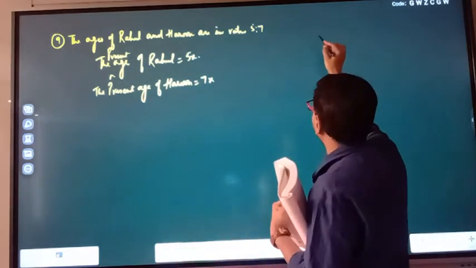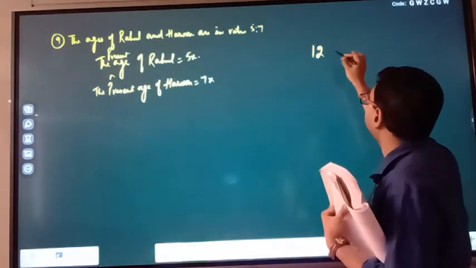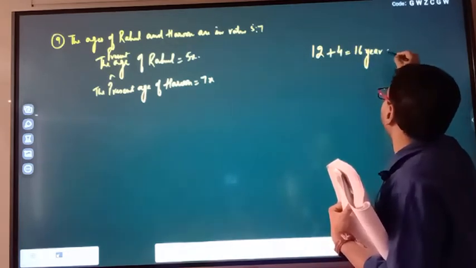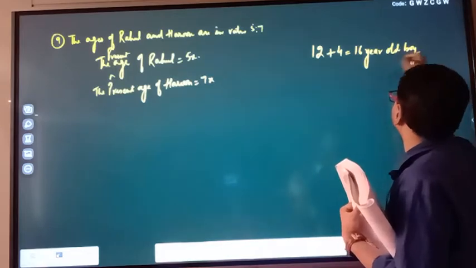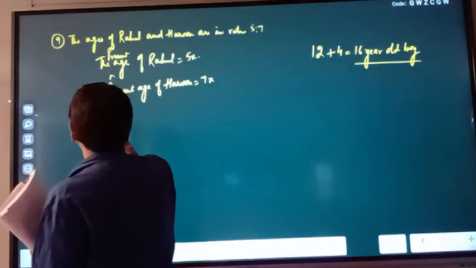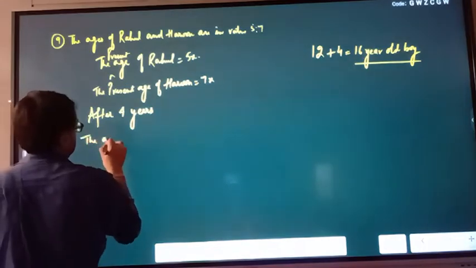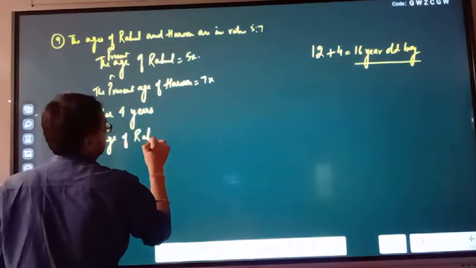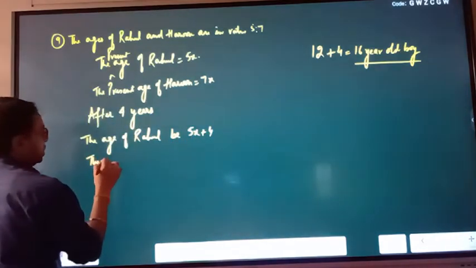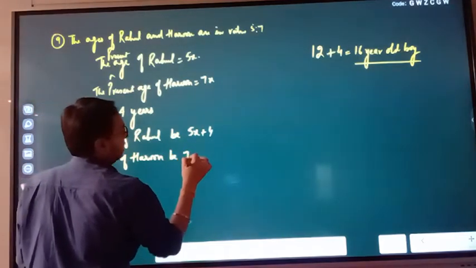Understand 4 years later. For example, right now, if you are 12 years old, after 4 years, what will be your age? Definitely this 4 will be added and you will become a 16-year-old boy or a girl. Same thing will be happening. So you will be writing after 4 years, the age of Rahul will be 5x plus 4, the age of Harun will be 7x plus 4.